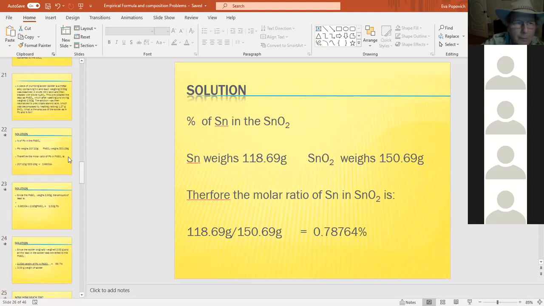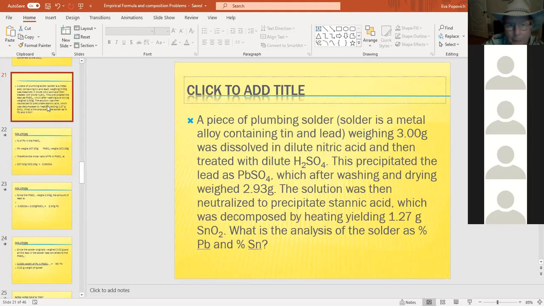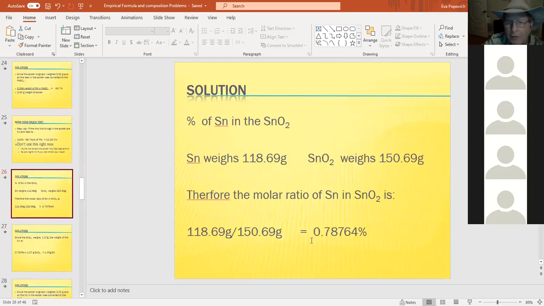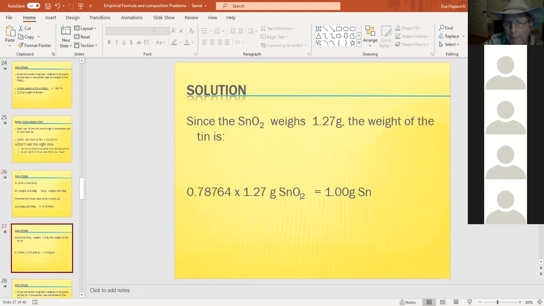You multiply it by the weight. Multiply it by the weight. I've got 1.27 grams of tin oxide. All I'm going to have to do is take the percentage of tin in tin oxide, and multiply that by the weight of tin oxide. This gives me the grams of tin. Lo and behold, I had 2 grams of lead, 1 gram of tin. So as a matter of fact, it only had tin and lead in it.